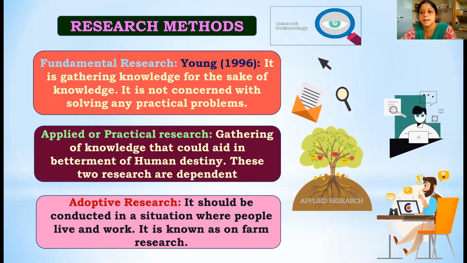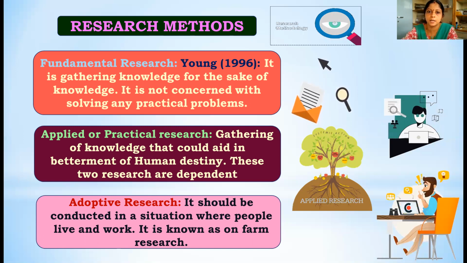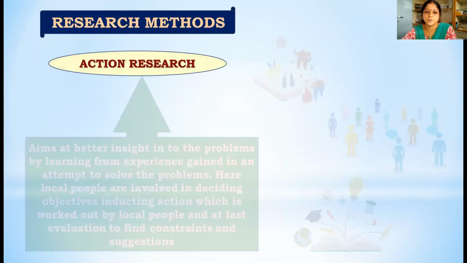And if I want to conduct adaptive research in an agriculture area, I will go to a farmer, visit the farm, and ask what water management practices they are adopting for the efficient and effective utilization of water in the farm. That is what is called adaptive research. That means I am conducting the research in a practical situation, in the presence of people who are living or working in that situation.